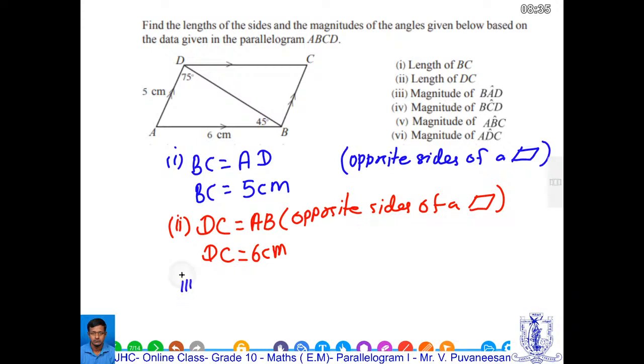Third one, angle BAD. Angle BAD, which is angle BAD, this and this. These two angles are opposite angles in a parallelogram, and opposite angles in a parallelogram are equal.